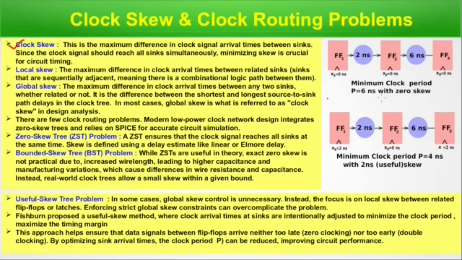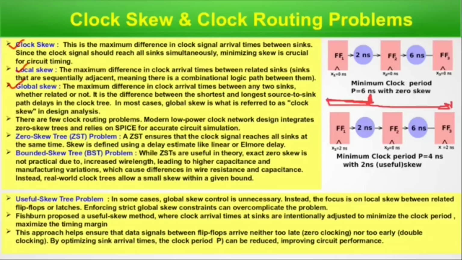If that is the clock, and the closest sink is here and the farthest is there, the skew between these two, the time difference in reaching this sink and that sink, would be different. That is the maximum difference between covering the shortest path and the longest source-to-sink path. The difference between these two delays in the clock tree is referred to as clock skew in design analysis. That is the maximum clock skew, the global clock skew.